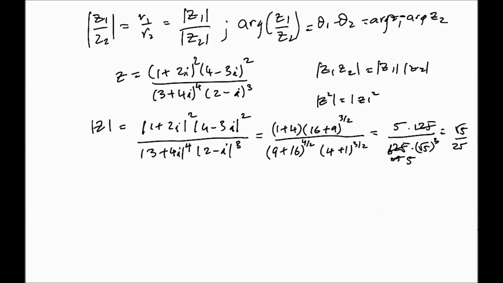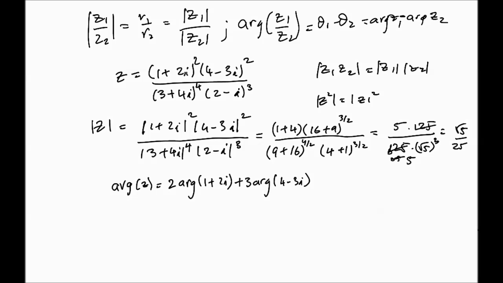And in the same way, let's look at the argument, which looks like it might be very hard, but it's actually quite straightforward. Remember the rules state that the argument of z1 z2 is the argument of z1 plus the argument of z2. And so what you're going to have is the argument of z is equal to twice the argument of 1 plus 2i, plus 3 times the argument of 4 minus 3i.